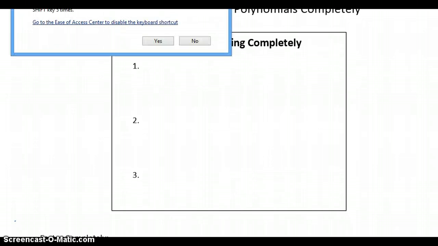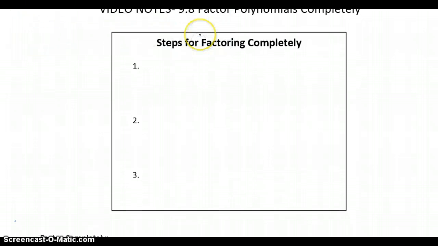The first step is to factor out a greatest common factor. Remember, the greatest common factor is something that can be factored out of every single term in the polynomial. Sometimes this also means to factor out a -1 from every term if the first term is negative.